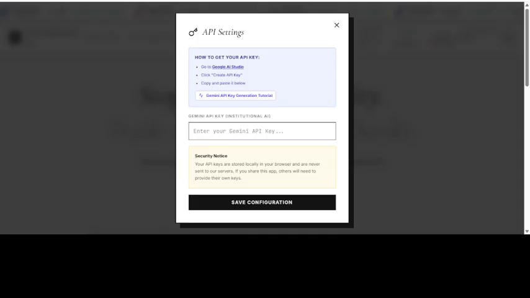Right, so once you enter your API key, you save it, and it's saved in your browser. All right, it's saved in your individual browser. No one can see it. It sits in your browser safely.